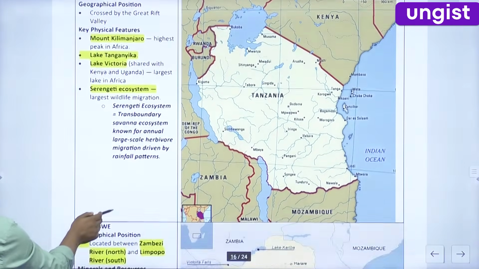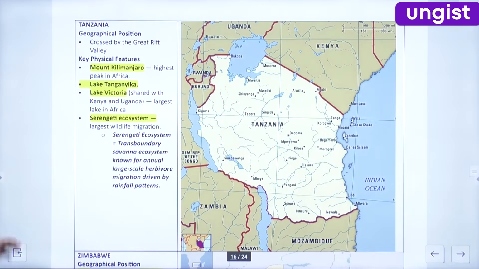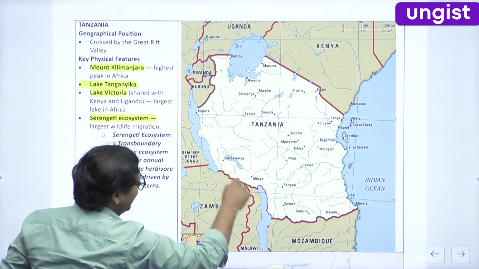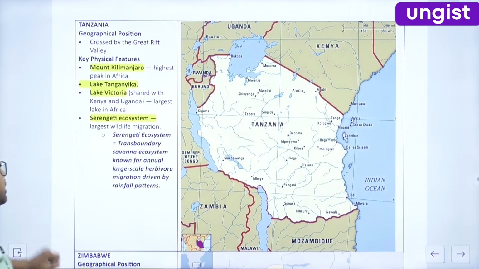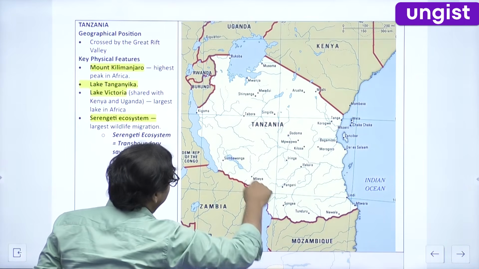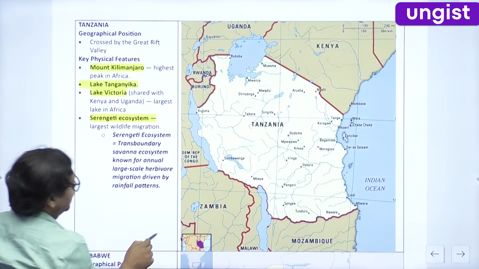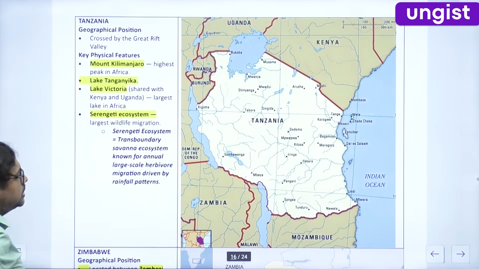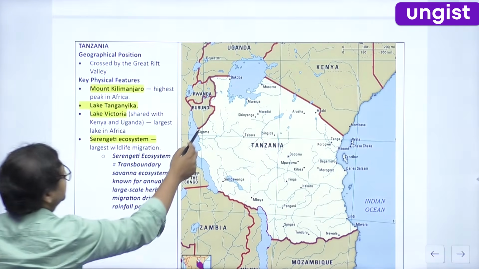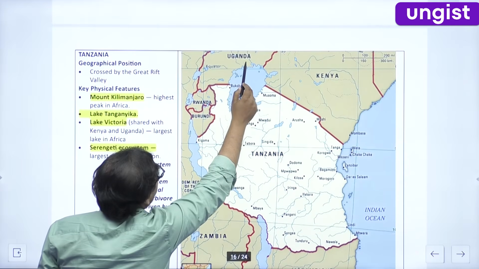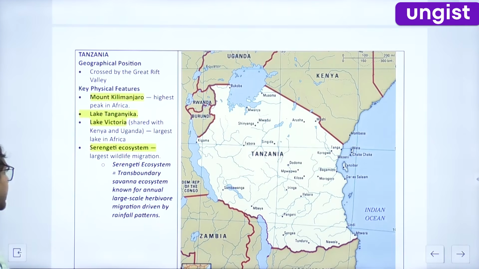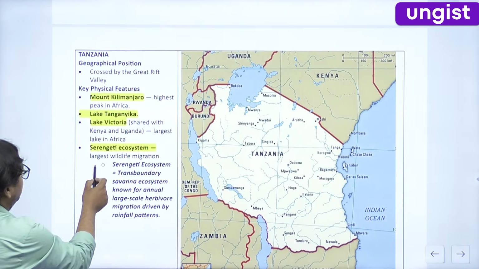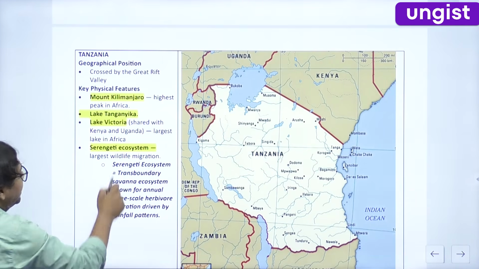Okay, next one. So Tanzania. Now in Tanzania, again it's part of your Great Rift Valley, and you will have many lakes. We'll cover all the lakes. So this is the lake over here, can you see? So this is your Victoria. From here, which river flows from Victoria? White Nile.